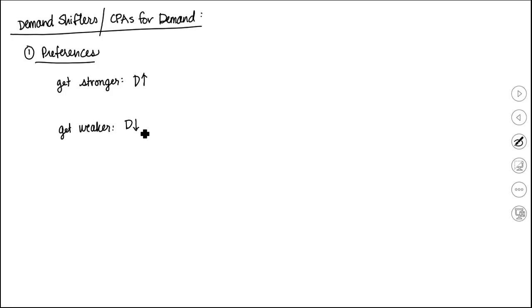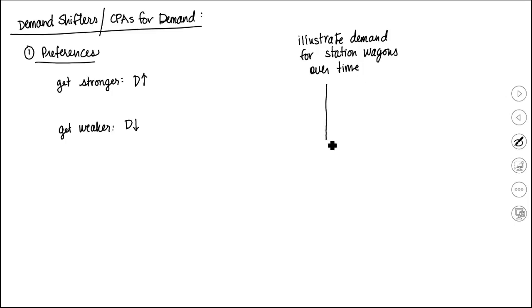It's that simple. So if I asked you to show me or to illustrate, not markets, but just demand, illustrate the demand for station wagons over time. Everyone can draw that, right? So we would probably agree, since we don't see a whole lot of them, producers aren't making them because people don't prefer them like they did.